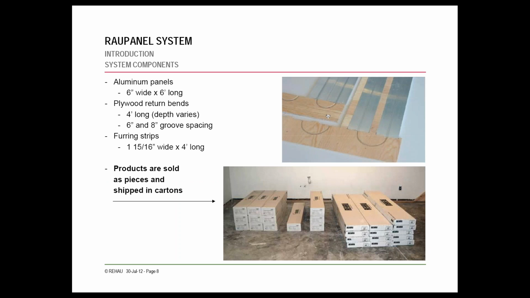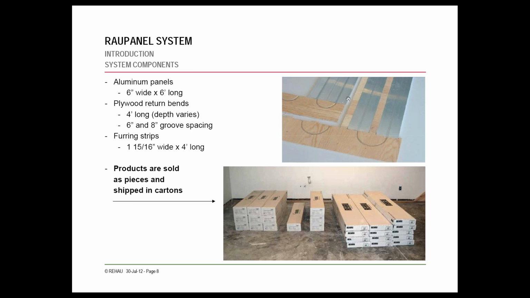So as you can see in the top right, it comes in pieces, all individual, so that allows you to customize it to the specific floor space that you're working with. It's a combination of plywood spacers, these return bends with grooves cut into them for the pipe that can be cut to size, and then the aluminum transfer plates itself.